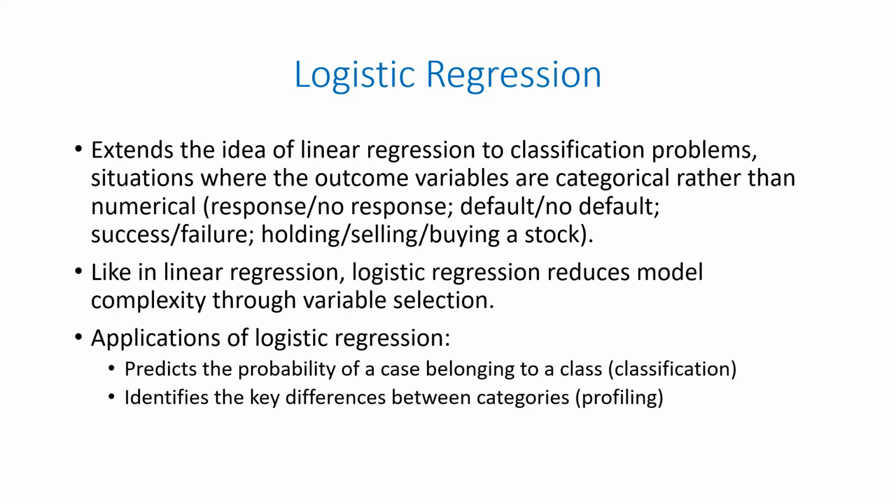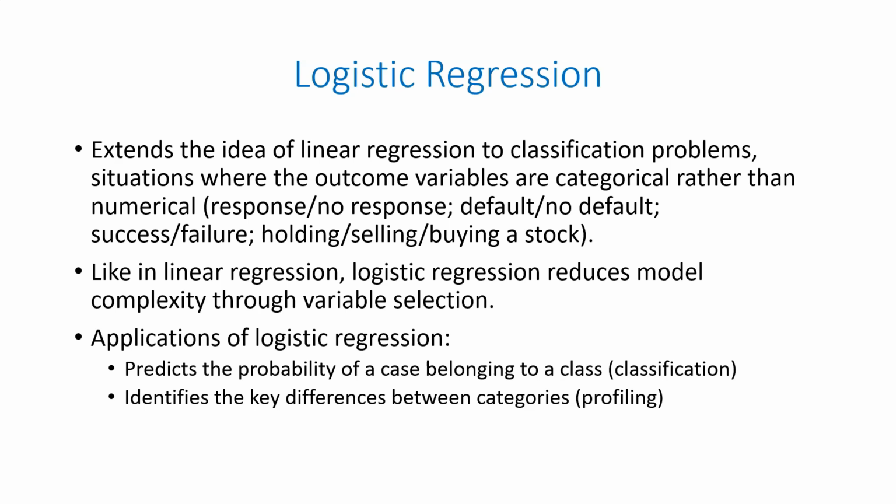Another key feature of logistic regression is its ability to optimize the complexity of the model through the variable selection process, as in linear regression. This makes logistic regression suitable for big data problems where there are many potential predictor variables. The variable selection process helps avoid overfitting the data in logistic regression models.